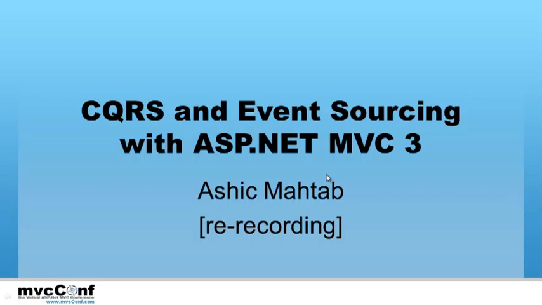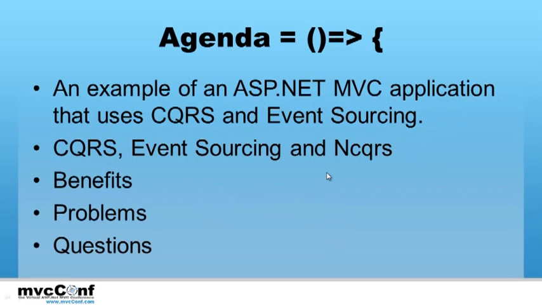So without further ado, let's take a look at today's agenda. First, we're going to be looking at a very simple ASP.NET MVC application that uses these concepts. We'll then look at what CQRS, event sourcing, and NCQRS is. We'll discuss what benefits these patterns give us over traditional applications. We'll discuss a few problems, and lastly, I'll answer a few questions that came up during the presentation.